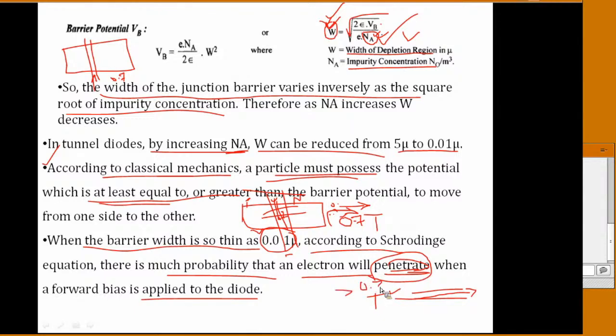If it is greater than 0.7 volts, now see, in a tunnel diode two types of currents will be there. Up to less than the 0.7 volt barrier potential, there is tunneling current. If it is greater than the barrier potential, diffusion current will take place. In forward bias, normal diffusion current will take place.